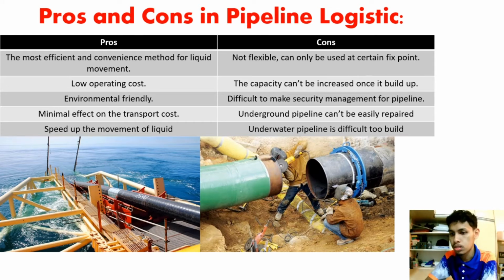In the cons, or the disadvantages: not flexible, because it can only be used at certain fixed points. The capacity cannot be increased once it is built. It is difficult to make security management for a pipeline, and an underground pipeline cannot be easily repaired if there is any defect. Lastly, an underwater pipeline is difficult to build.